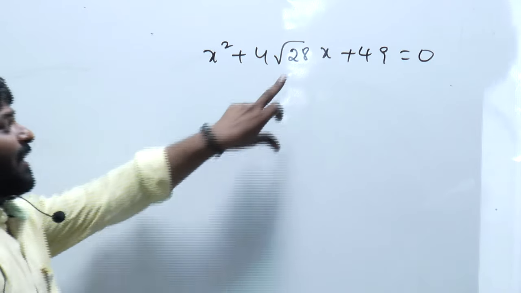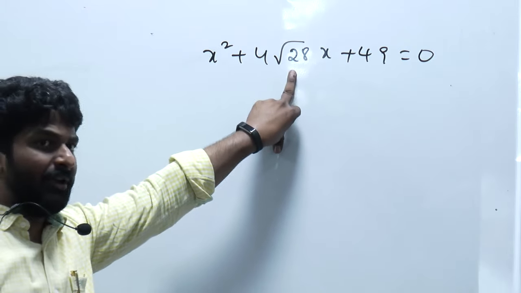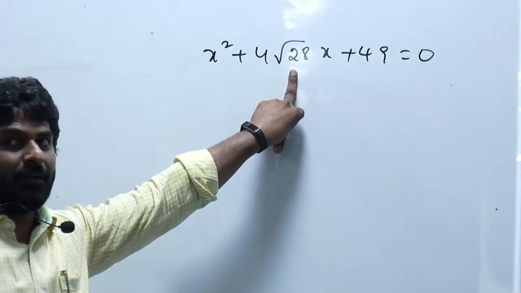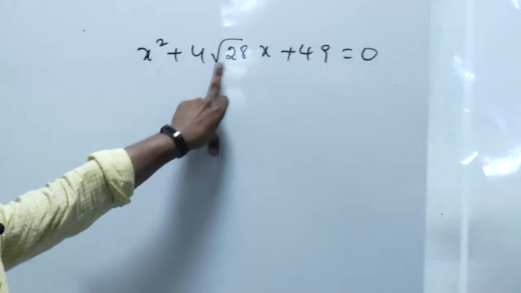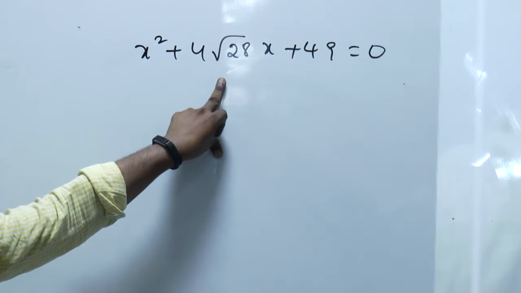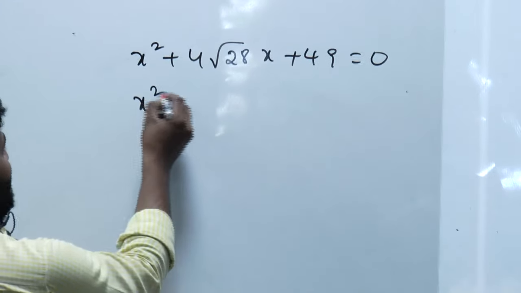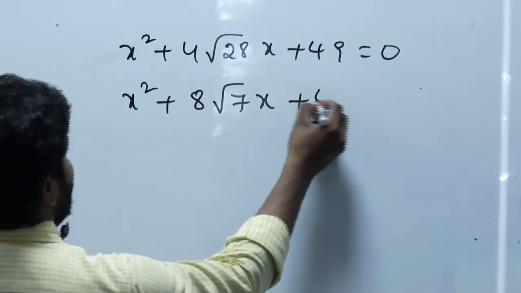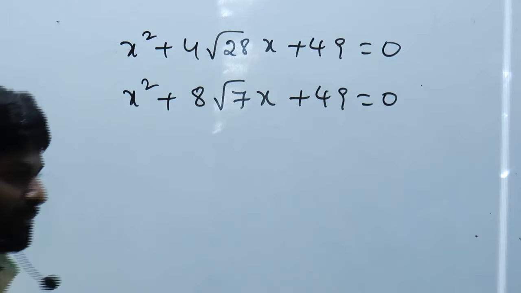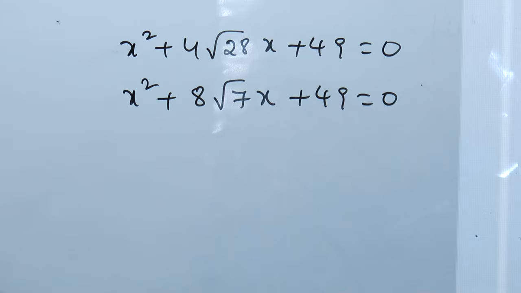I think you can write it as 7 into 4. Yes or no? So root 4 into root 7. Root 4 becomes 2. 4 into 2, 8. So the entire equation becomes 8 root 7 x plus 49 is equal to 0. You can change your equation. You can simplify your equation.